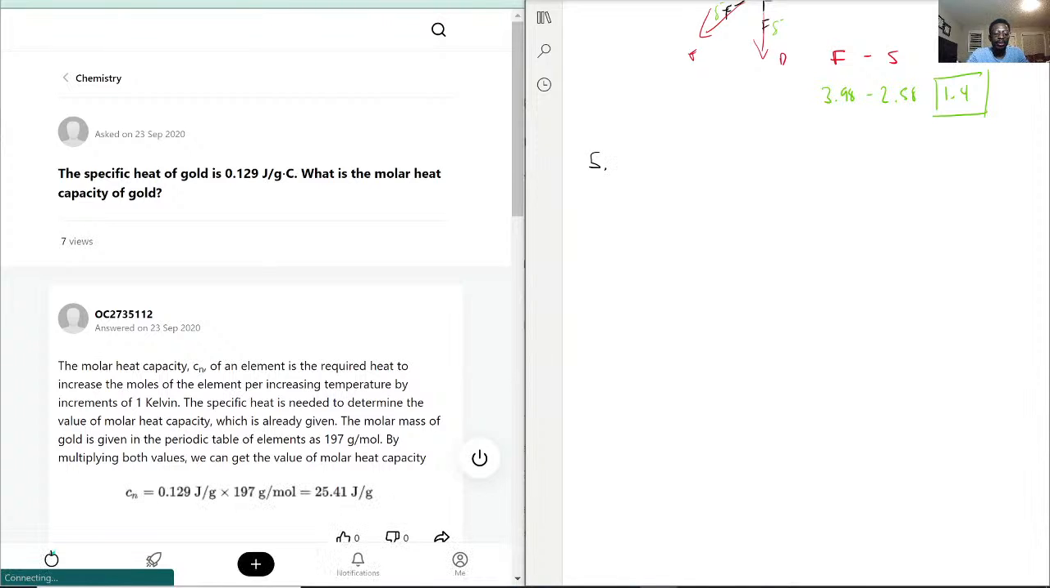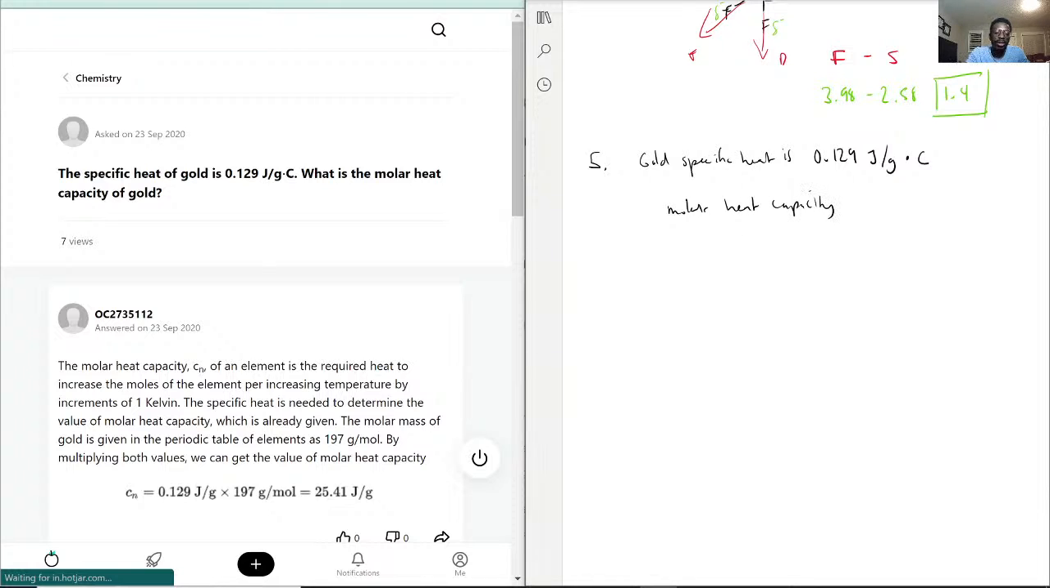Okay. The specific heat of gold is 0.129. So gold specific heat is 0.129 joules per gram per degree. So every degree increase. Now they want the molar heat capacity.